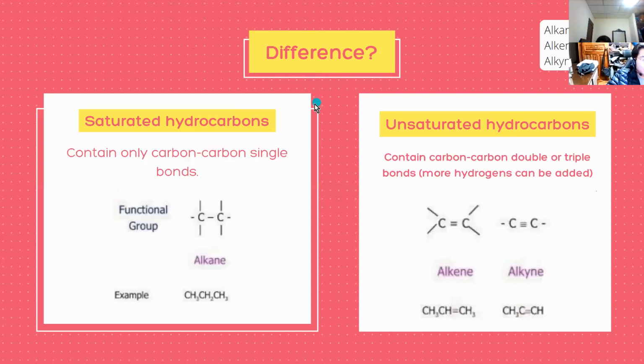The difference between saturated hydrocarbons and unsaturated hydrocarbons: the first contain only carbon-carbon single bonds, and the second contain carbon-carbon double or triple bonds, so more hydrogen can be added. Remember that alkanes have a single bond, alkenes a double bond, and alkynes a triple bond.